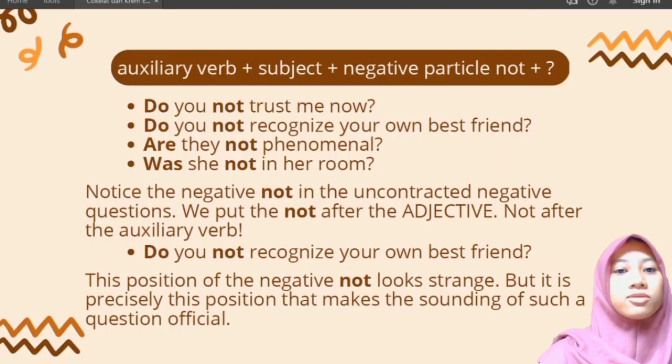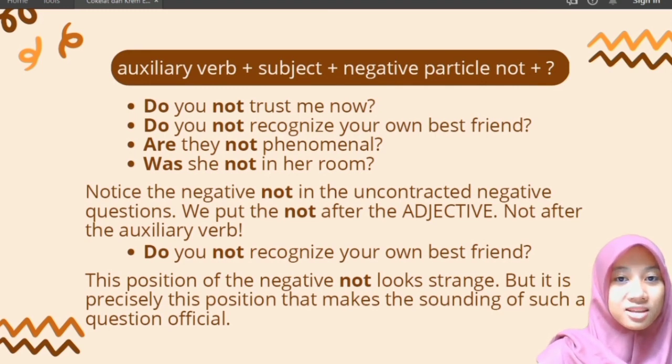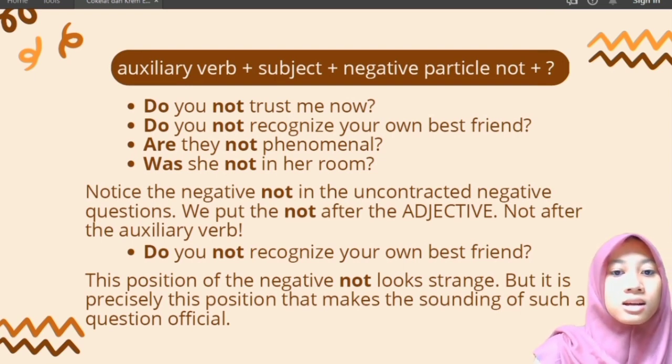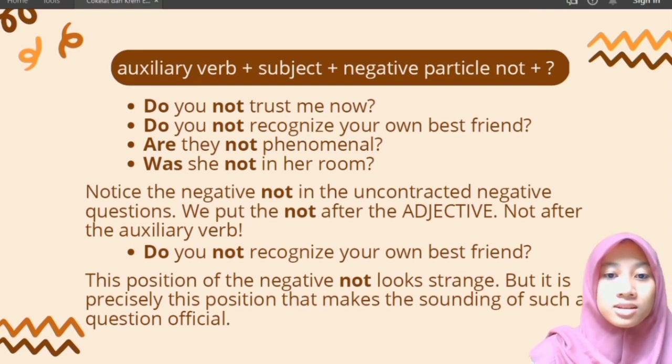The formula of uncontracted is auxiliary verb plus subject plus negative particle not. The example, do you not trust me now? Do you not recognize your own best friend? Are they not phenomenal? Was she not in her room? Notice the negative not in the uncontracted negative question. We put the not after the subject, not after the auxiliary verb.